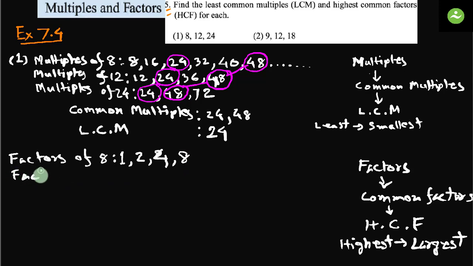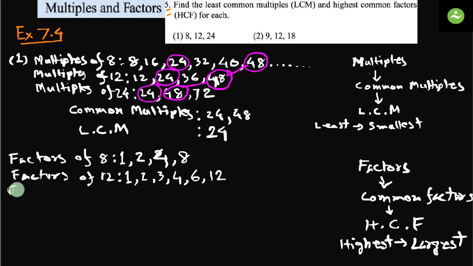Next is factors of 12. Divide 12 by 1. Yes, it divides 12 evenly. There is no remainder, so 1 is a factor of 12. 2 is a factor of 12. 3 is a factor of 12. 4 is a factor of 12. 5 not. 6 is a factor of 12. 7 not, 8 not, 9 not, 10 not, and it is 12, last factor.